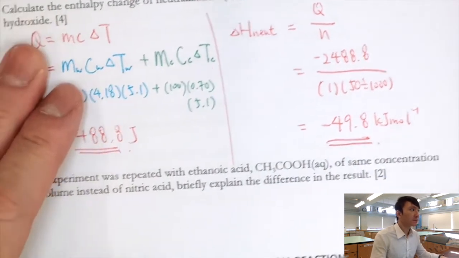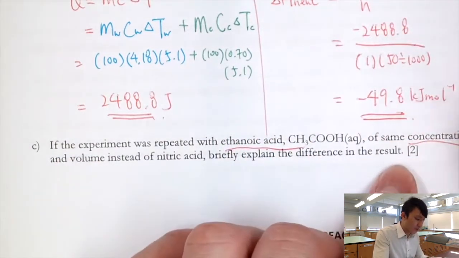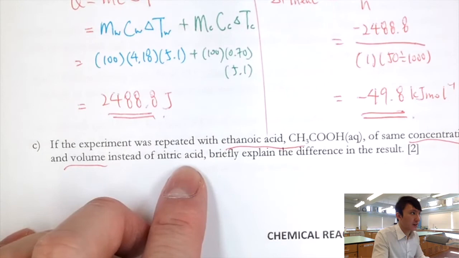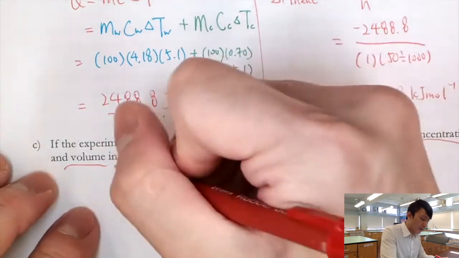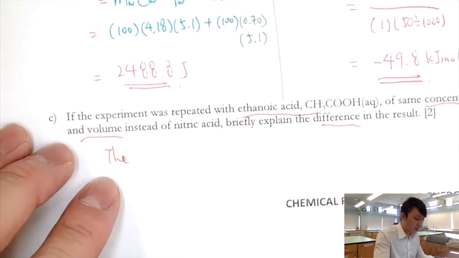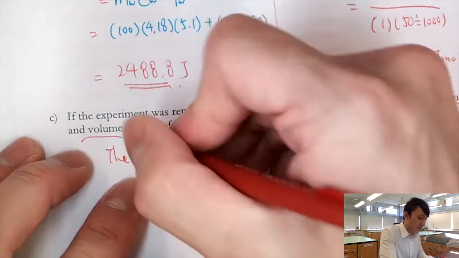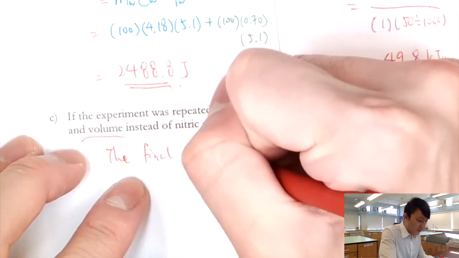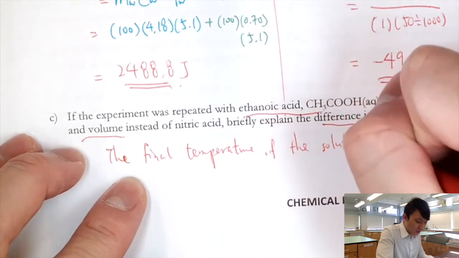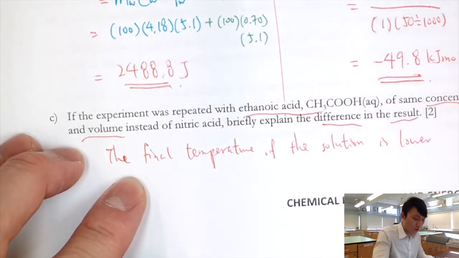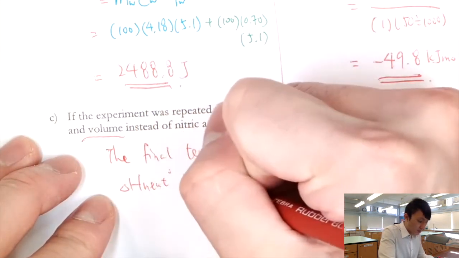All right. Now see here, if the experiment was repeated with ethanoic acid of the same concentration and same volume, instead of the nitric acid, explain briefly the difference in the result. So first of all, when it comes to the results, you can talk about the final temperature. So you would say the final temperature of the solution is lower.